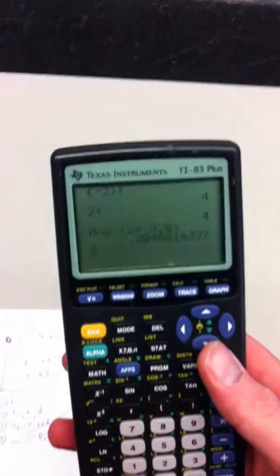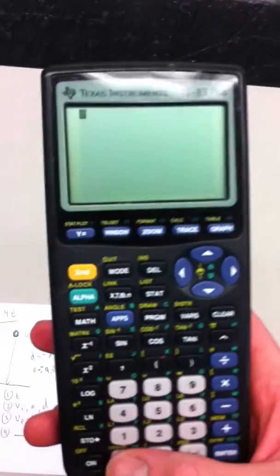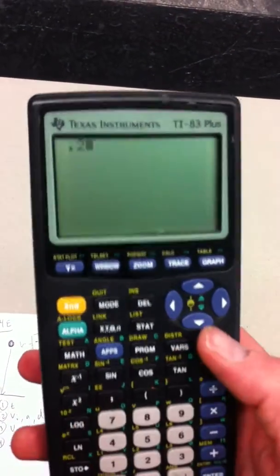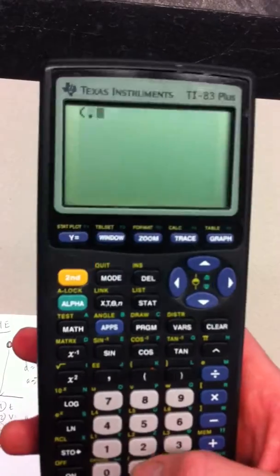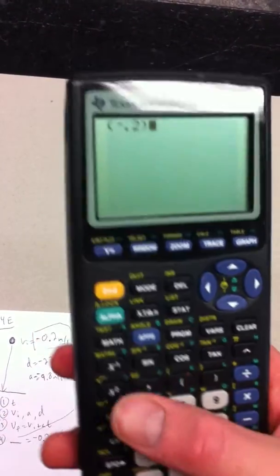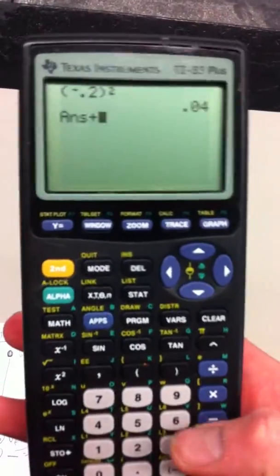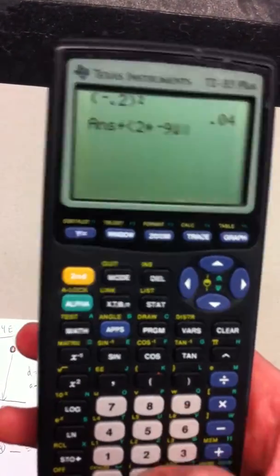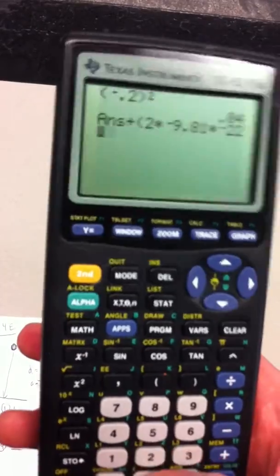All right, so we have negative 0.2 squared plus 2 times negative 9.8 times negative 22.9, and then we get the square root of that.